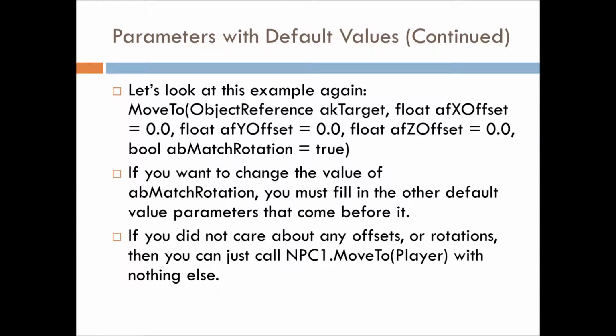So let's take a closer look at this, because there's an important concept here with default values. If you want to change one that's later on down the line, say AB match rotation, then you must change all the ones before it. Otherwise, you won't match the structure of the function. But if you didn't care about any of that, you can still use it with just the target in there. Or you could use the target, and then if you want to change only the Y offset, you would enter in the X offset and Y offset, but you don't have to enter in the Z or the match rotation, so on and so forth.